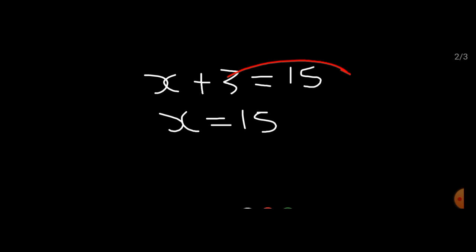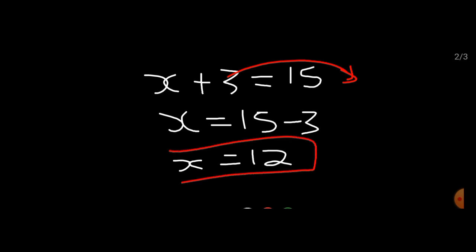Then this 3 here goes to the other side. Here to the other side, it changes its sign. What is the original sign of the 3? Our 3 is positive 3. When we change the sign it becomes negative 3. Then this means our x equals 15 minus 3, which is 12.